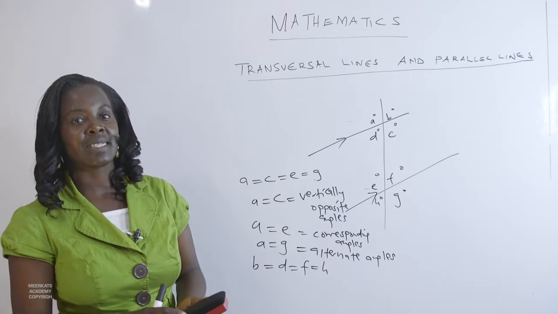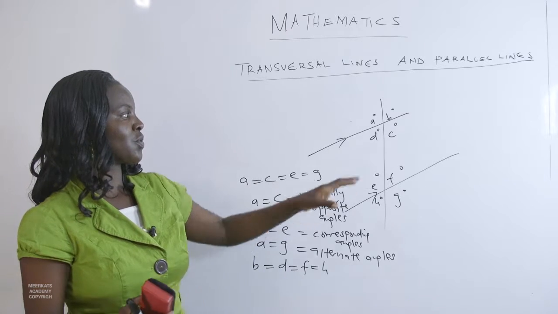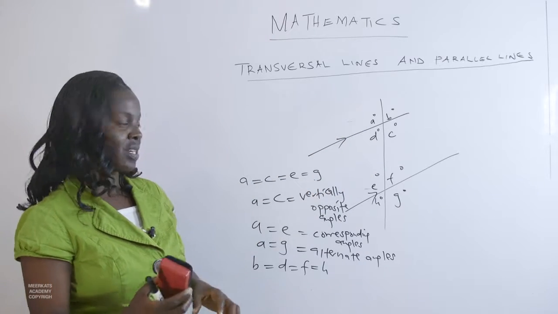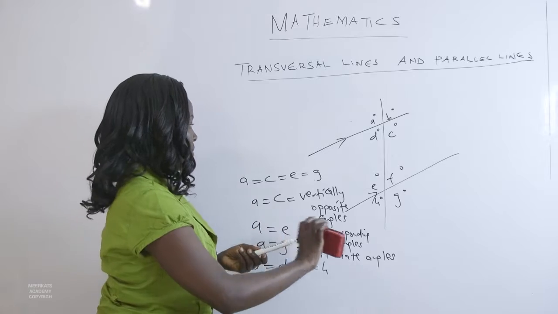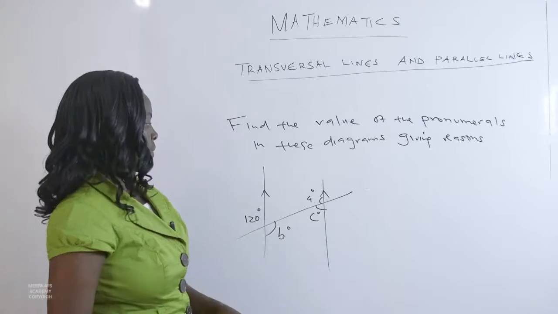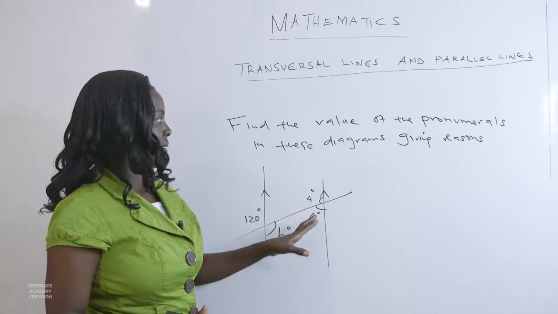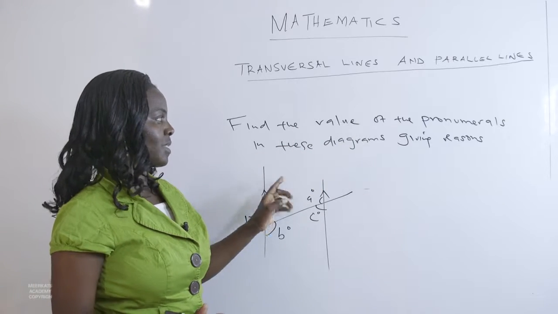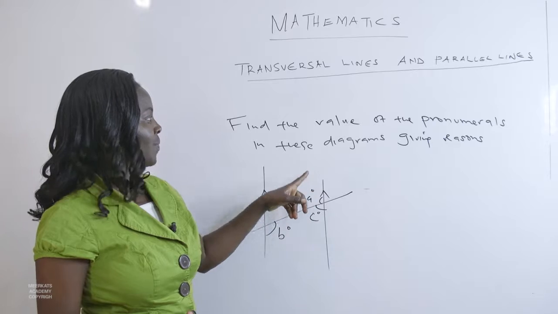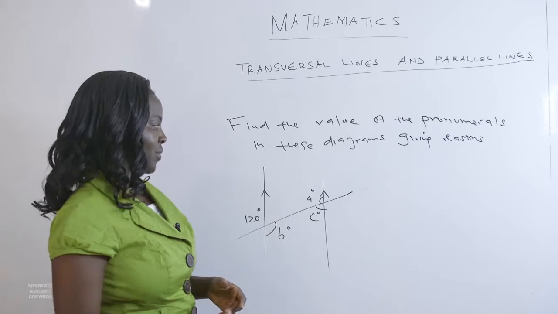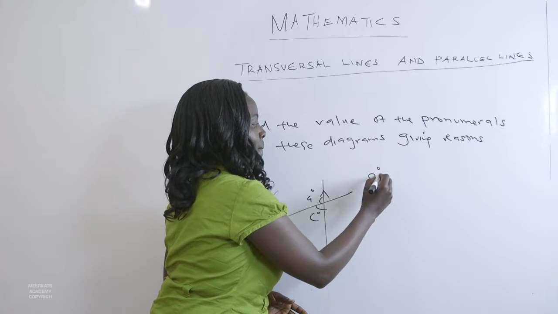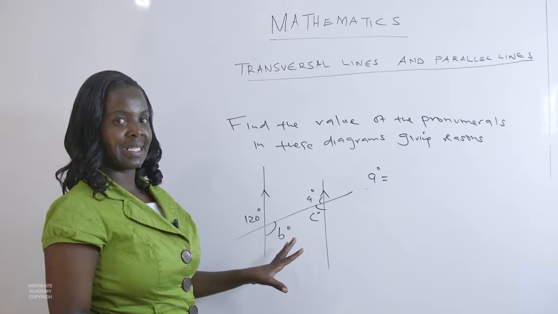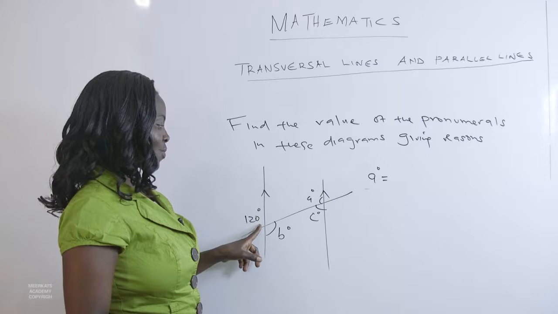Let's now look at an example of how to calculate the values of angles using the information that we have just learned. You are told to find the value of the pronumerals. These are letters representing the angles in this diagram, also giving reasons. What is the value of A from what we have just learned? You realize that here is 120.